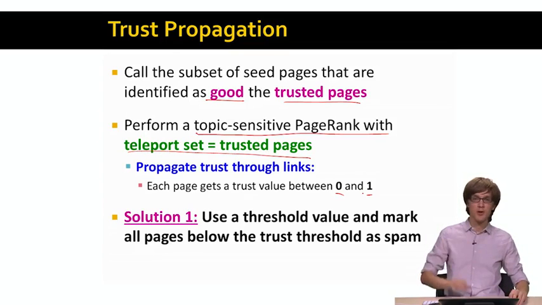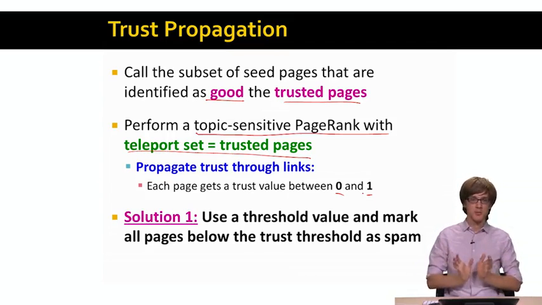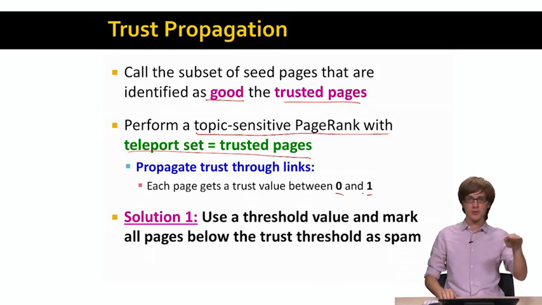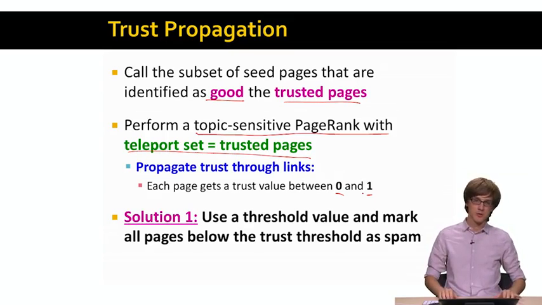So one possible way to identify spam would be the following. We take the set of trusted web pages and compute the personalized or topic-specific PageRank score with the teleport set being the set of trusted web pages. Now we compute the PageRank score of every other page on the graph. If the PageRank score of some page on the web graph is smaller than some given threshold, then we cut that page away from our data set, and we say that it corresponds to spam.